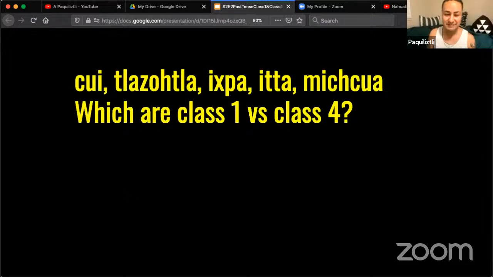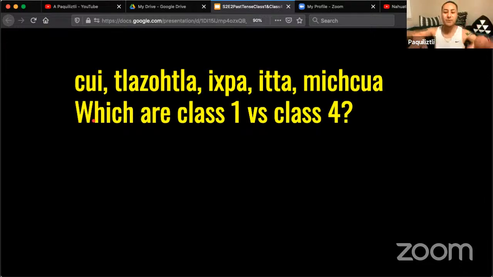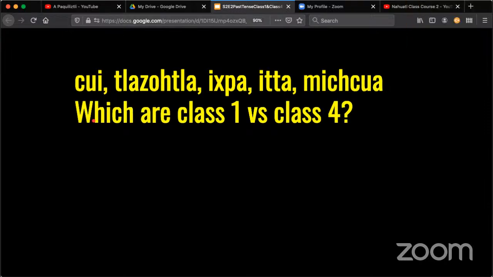Oh, shoot, I made this crazy. Okay, last part. This one's not that hard. That's perfect. Let's go. Look at these verbs. Which of these are class 1 and which of these are class 4? If you've been paying attention, there's a very quick way to know this, but if you're not paying attention. Cui is class 1.